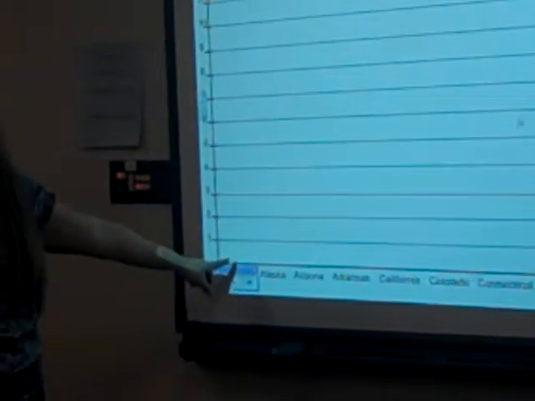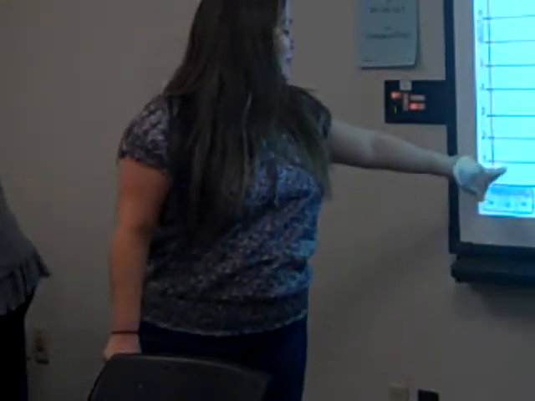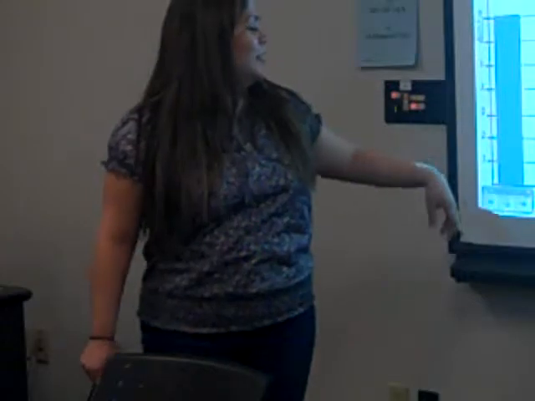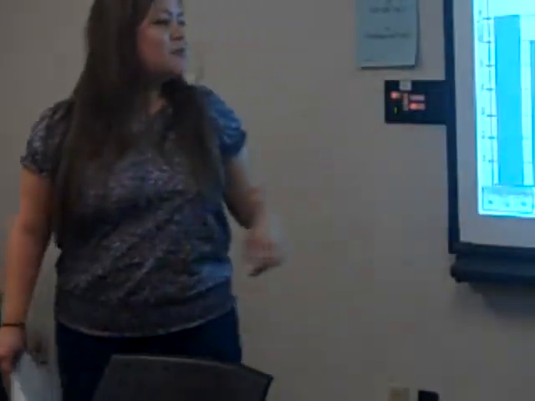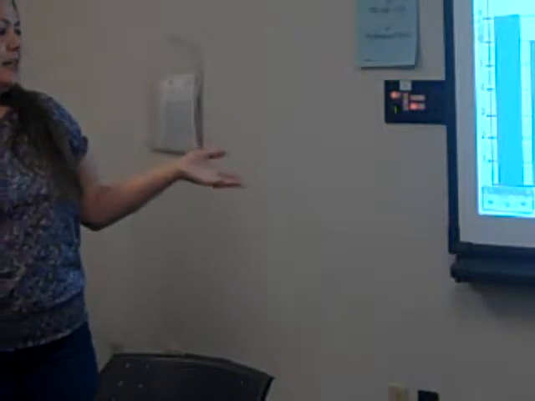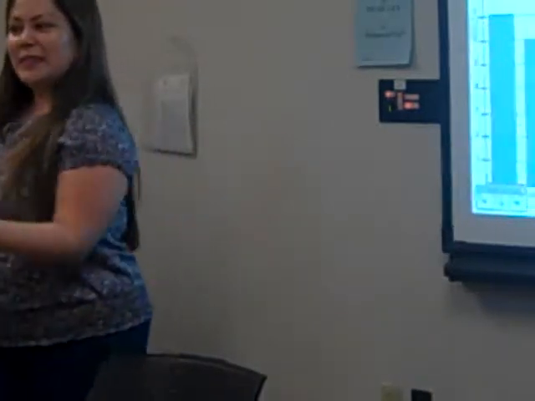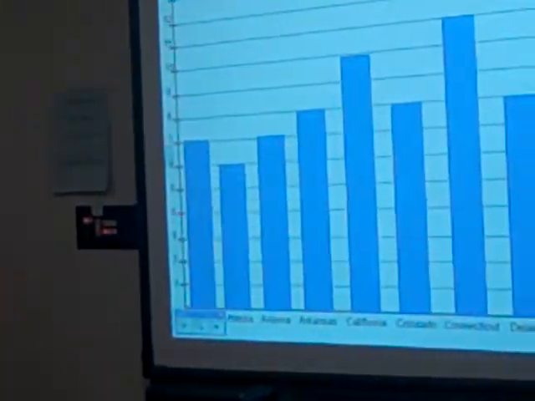So who can tell me how many letters are in Alabama? Seven. Right, so there's 7 on there, and then we would keep asking and getting the answers, and the kids can come up and actually draw it themselves. And we would have our bar graph, and here we can ask again, out of these states, which state has the most letters? And which has the fewest?